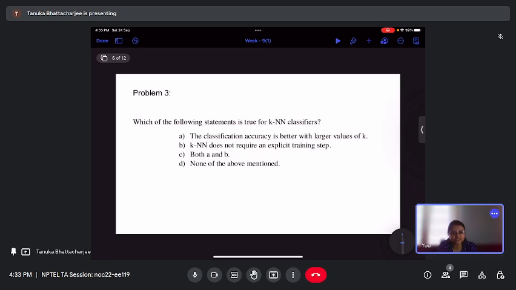So, will it be option A, B or both A, B or none of the above? Anyone, if you want to try.